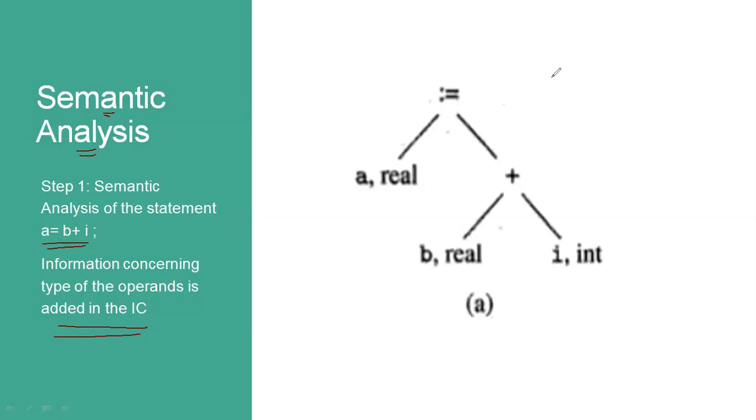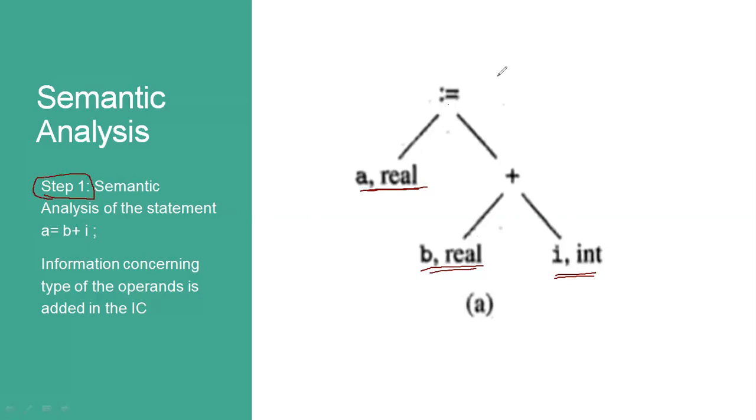Now check this. What is given here? A is of type real, equal to B is of type real. Next is I is of type integer. So A equal to B plus I. Here just the type of each and every variable or identifier is given. This is called as step 1 of semantic analysis.